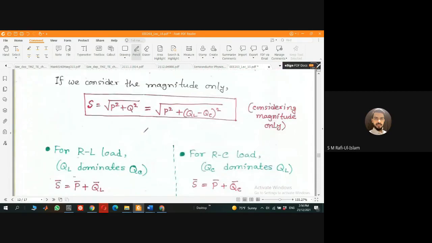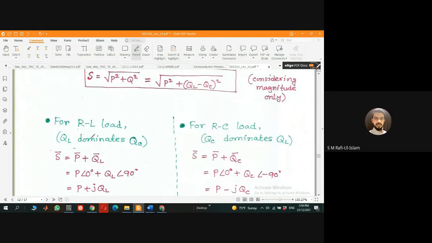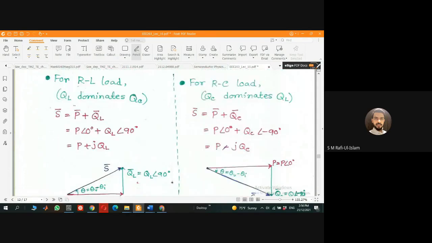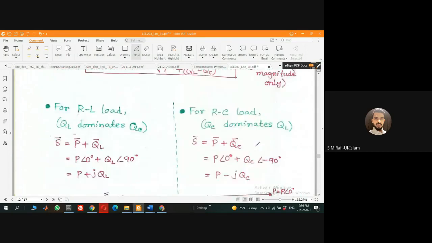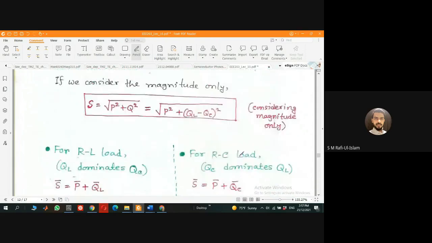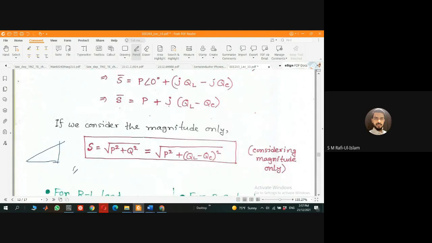So this is the thing I wanted to say. It's again simple, like we already discussed these things for the RL load. You don't need to memorize that. We have already discussed what will happen for RL, what will happen for RC, but we didn't discuss what will happen for RLC. So for the RLC, it should be like this, or it could be like this, because we don't know what the total Q is. Total Q is the combination of all inductors minus all capacitors.